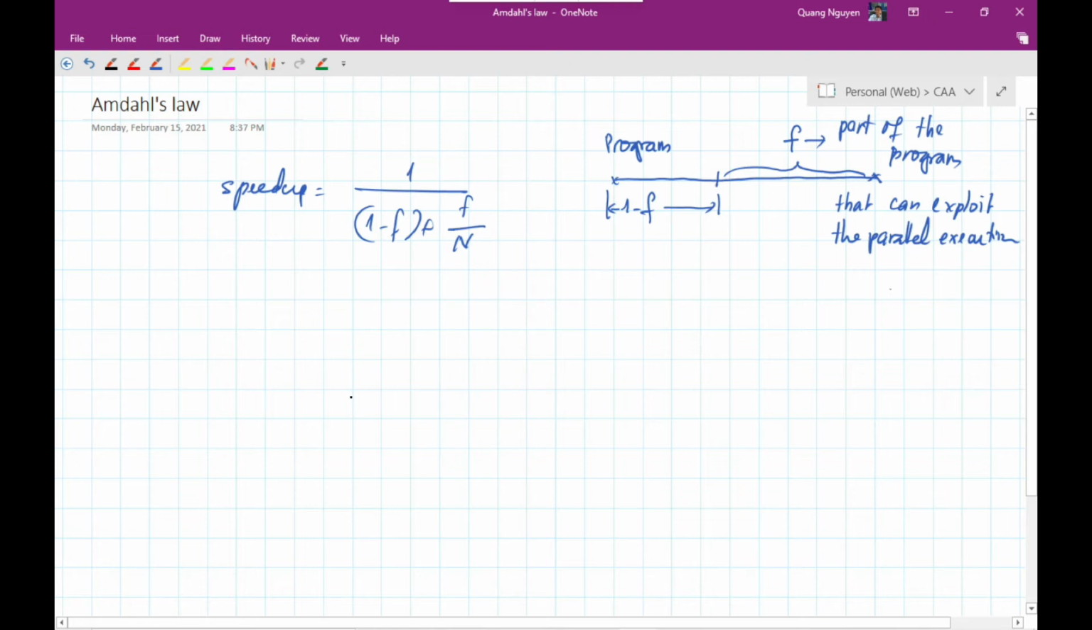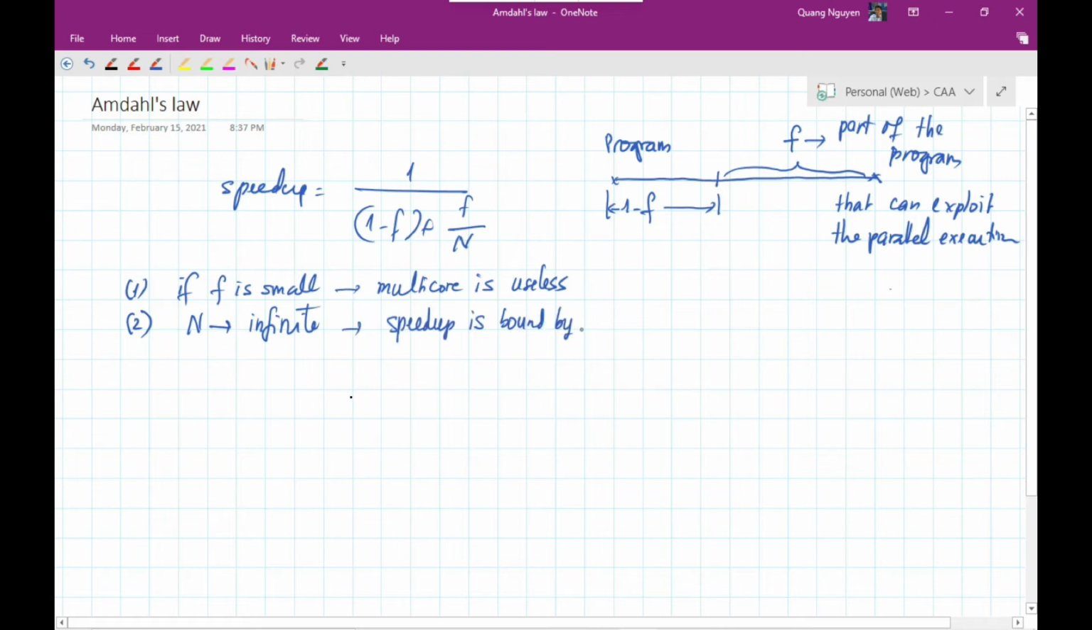Now, there are two conclusions that we can draw from this formula. First, if F is very small, then the multi-core is useless. The second conclusion is that when N tends to infinity, the speedup is bounded by 1 over 1 minus F. So there are diminishing returns for using more processors. More cores is not always the best. You will not always benefit from increasing the number of cores of the processor.